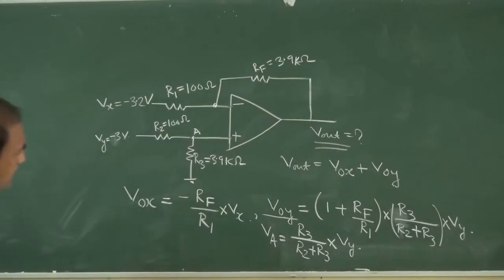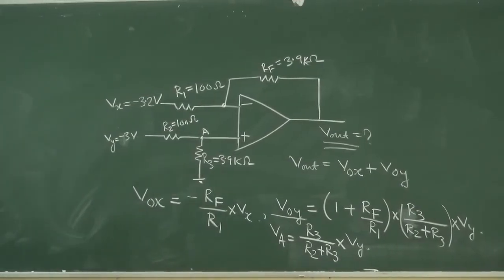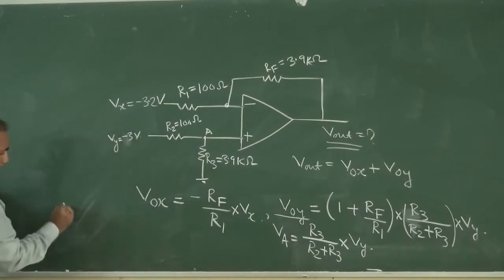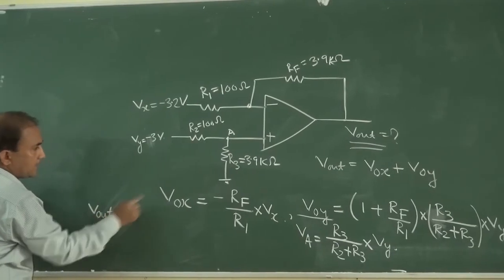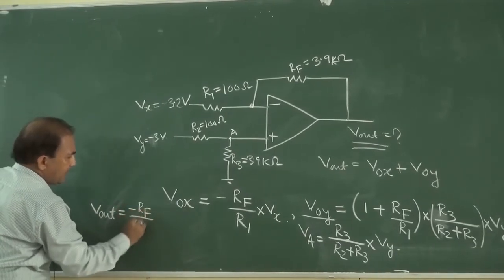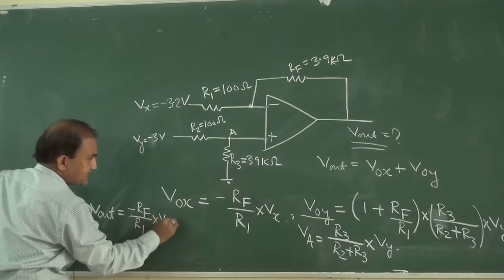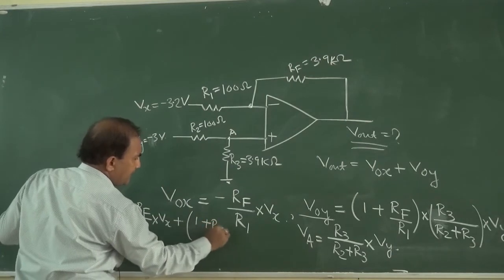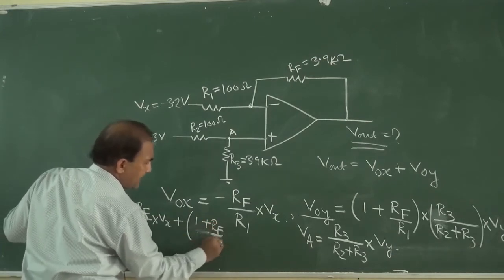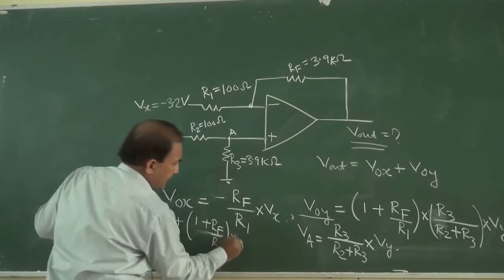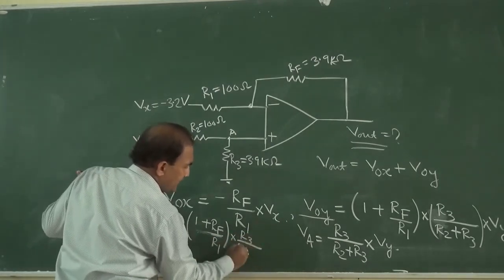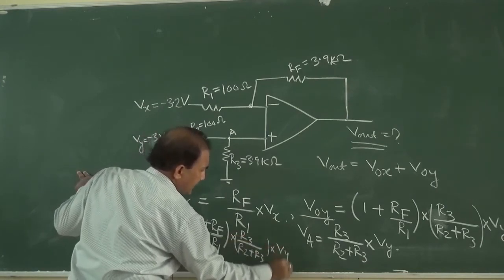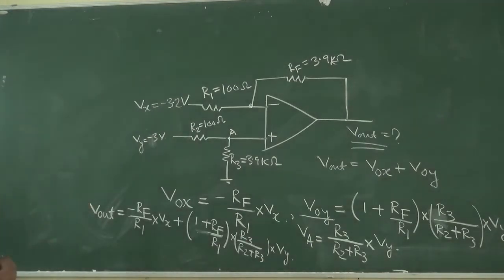Okay, so how can we get V out? V output is equal to minus Rf by R1 into Vx plus 1 plus Rf by R1 into R3 divided by R2 plus R3 into Vy. So in this way we can determine V out.